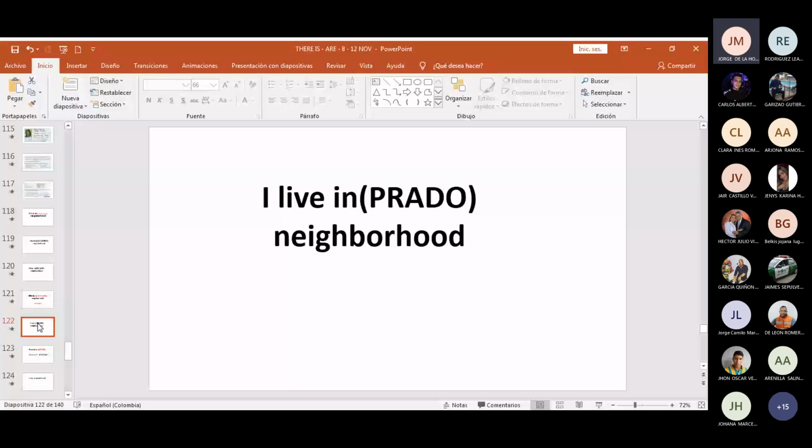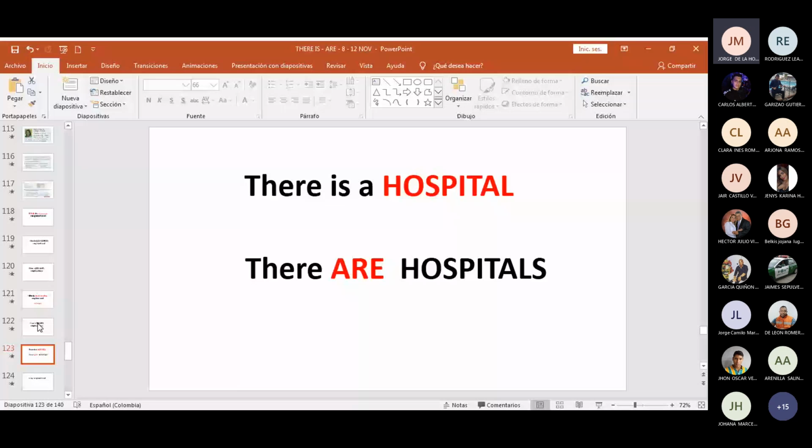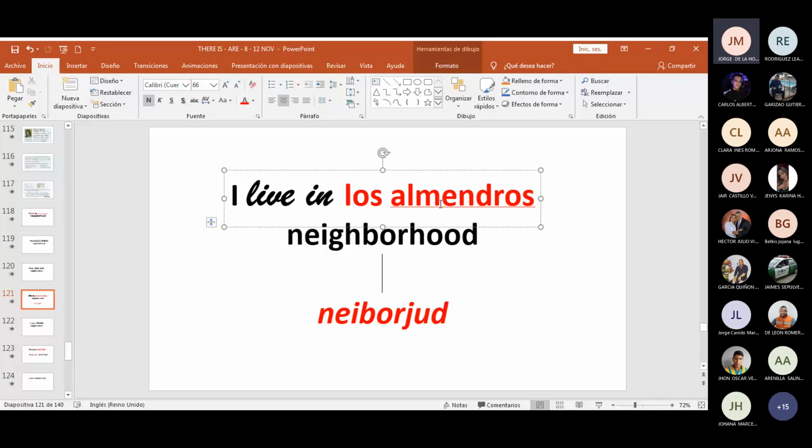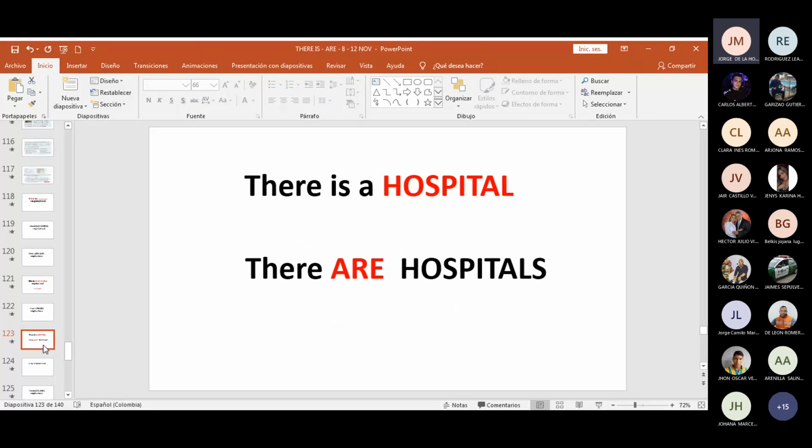There is a hospital or there are hospitals. Student. The neighborhood. What does the word neighborhood mean? Neighborhood, student. Neighborhood is el barrio. Yes? Neighborhood. And it is pronounced like this. Neighborhood. Yes? Okay. So I live in Rebolo neighborhood, Ciudadela neighborhood, San Jose neighborhood, San Roque neighborhood, Centro neighborhood, Recreo neighborhood, Las Delicias neighborhood. So students, there are different sections. And remember that the pronunciation is going to be neighborhood, student. That is the neighborhood.